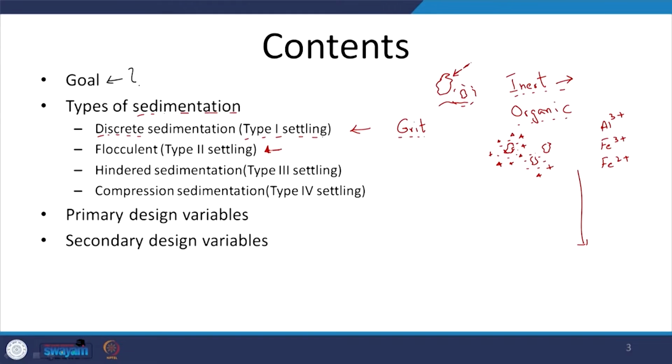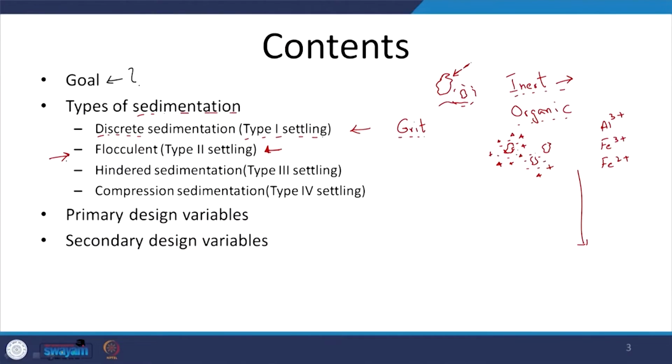And sometimes, depending upon the size, without the addition of coagulant too, you can have flocculent settling. This is also seen in the primary sedimentation tank, but that will also encompass hindered or compression sedimentation, which we will look at later. So, flocculent settling, type 1 and type 2 settling, and then hindered and compression. Once we understand these types of sedimentation, we are going to look at the relevant variables and how we design.